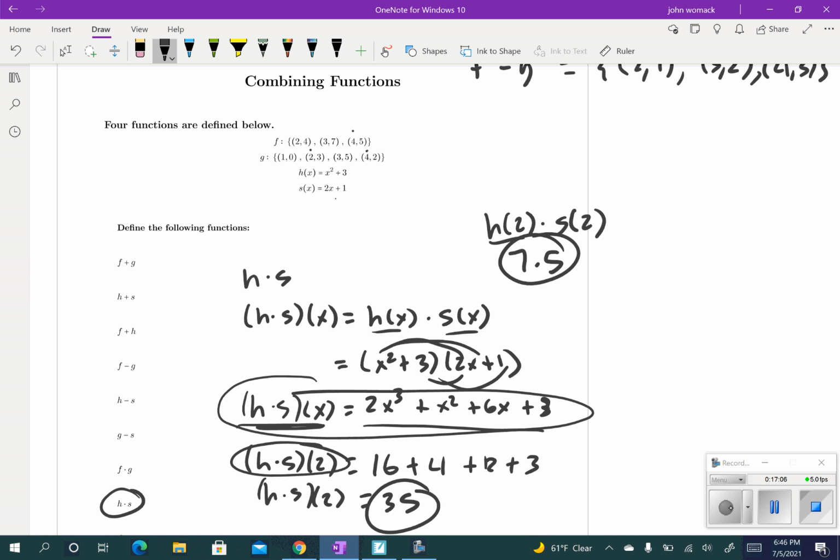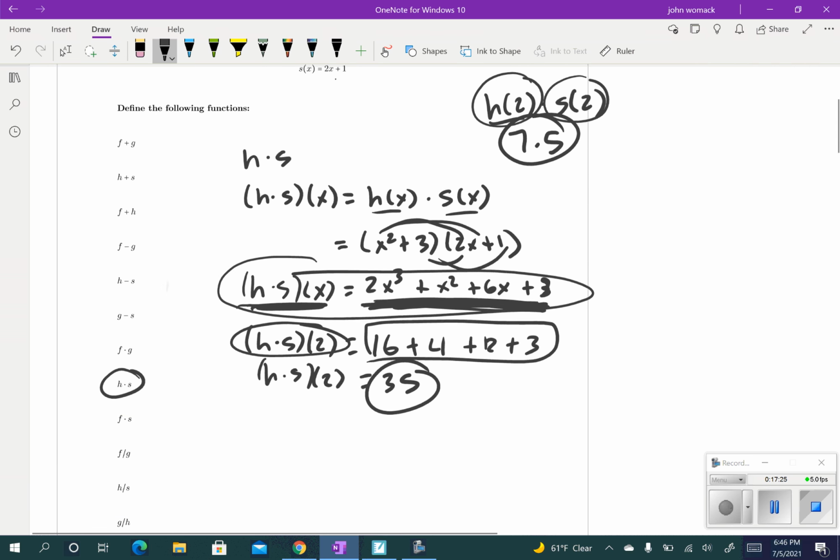So if they ask you to find h times s of x, you've got to just work out the equation, right? Find out what is the equation of the answer. If they ask you to evaluate it for a number, you could do this first and then plug in your number like we did right there, or you could just do them separately. What is h of 2, what is s of 2, and you multiply them together.